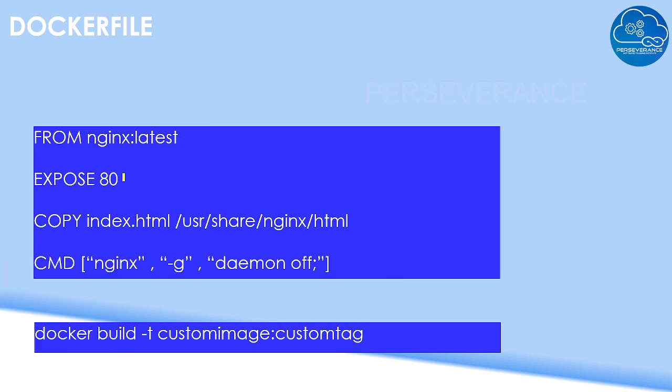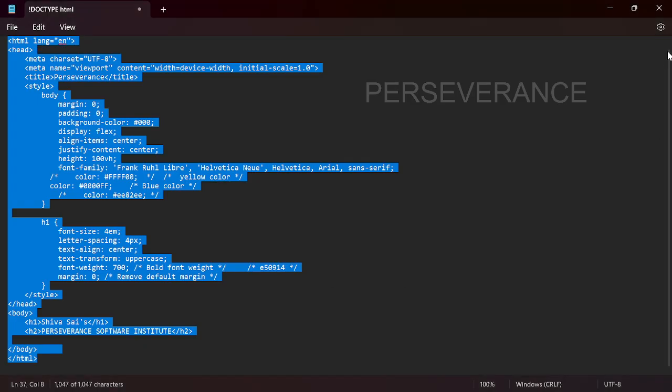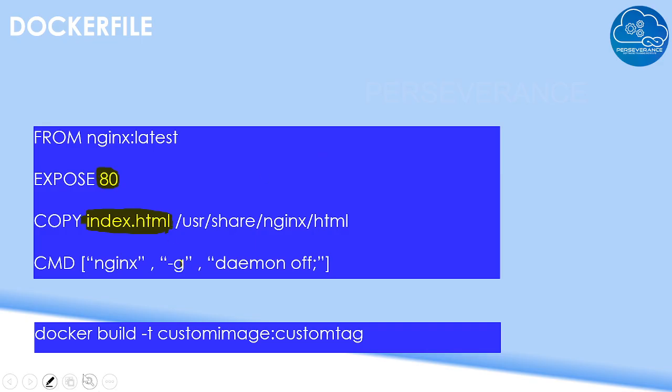Next, EXPOSE 80. We are specifying that the application from this image will be exposed on port 80. COPY is the instruction, index.html. Just consider this is my final product. I can share this file, it is already there with me. It's a simple file, you can utilize the same. This will be given by developers, nothing to worry. So we are copying this particular file to /usr/share/nginx/html.